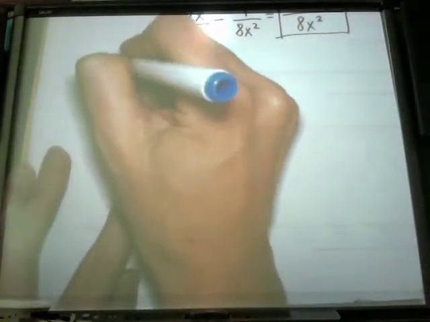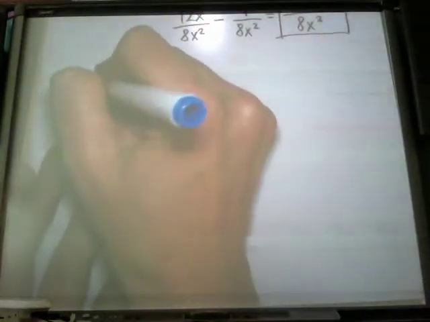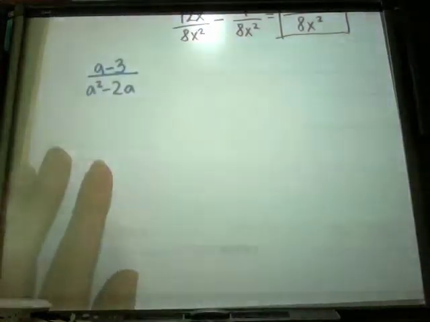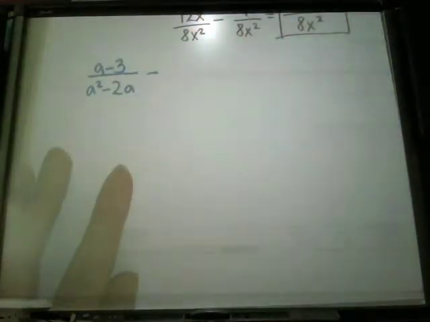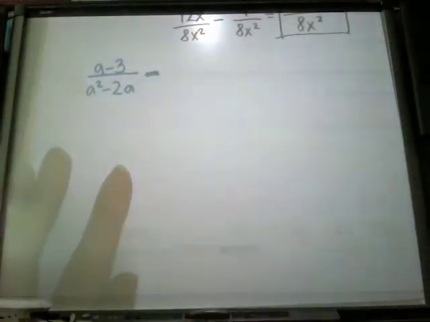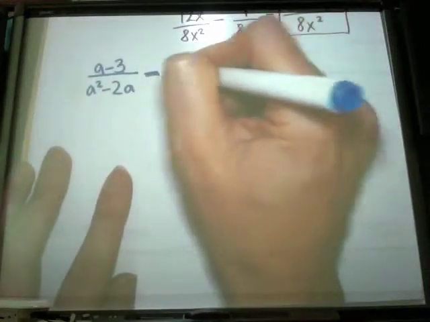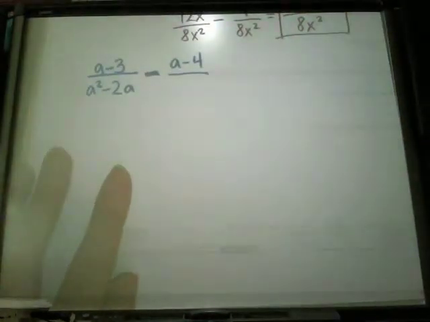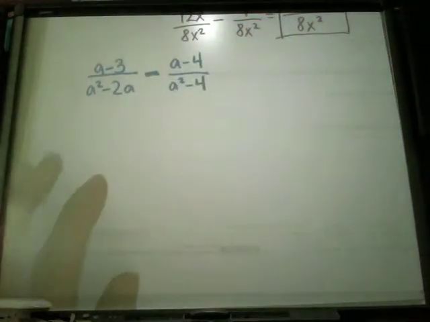All right. a minus 3 over a squared minus 2a, minus. I'm doing some minus examples, subtraction examples, because they do add that extra level of difficulty. And so I just want to show you as hard as it's going to get. Nothing should be harder than this. Second fraction, minus a minus 4 over a squared minus 4.